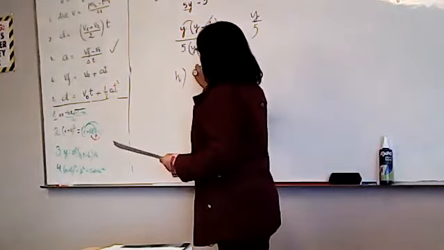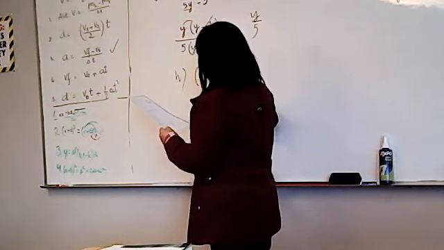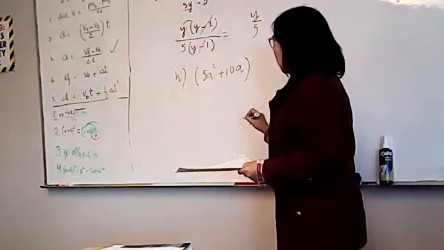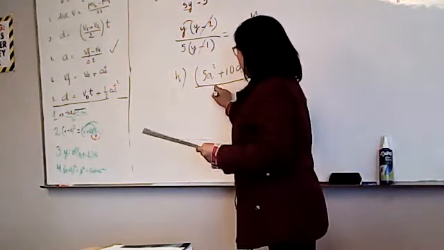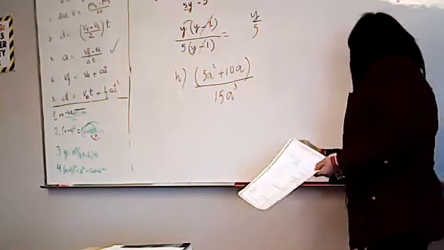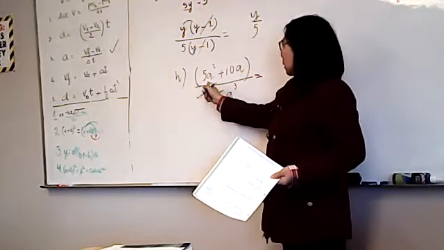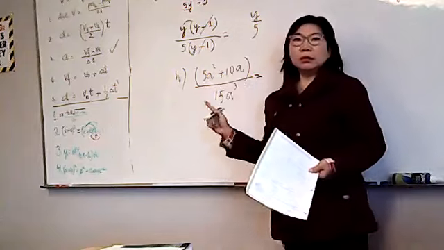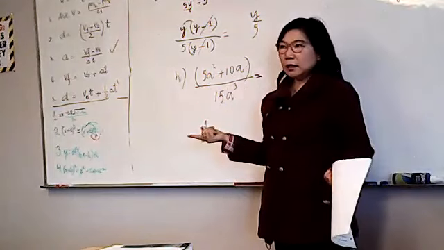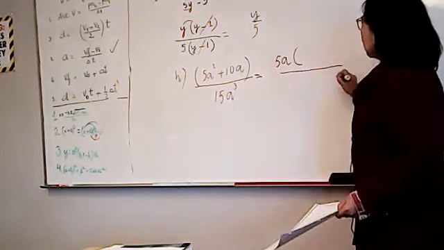H is bracket 5a squared adding with 10a, divided by 15a to the power 3. Now I'm going to put it in a fraction, with 15a to the power 3 at the bottom. Again, to cancel, I have to factor. And how do I factor? What is the common factor for the numbers? 5, right? What is the common factor for the letter? a. So I pull out the common factor 5a and open the bracket, that's for the top.